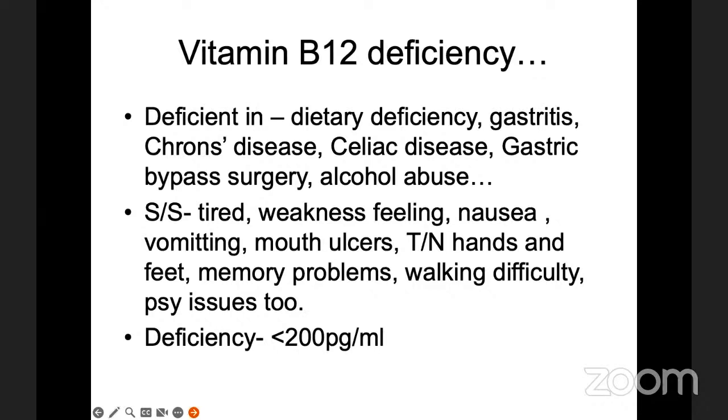Gastritis, Crohn's, and celiac diseases have absorption issues. Gastric bypass surgery or alcohol abuse patients also have problems of B12 deficiency. And as we discussed, the symptoms are nearly what we illustrated just now, and severe cases can also have psychological issues.